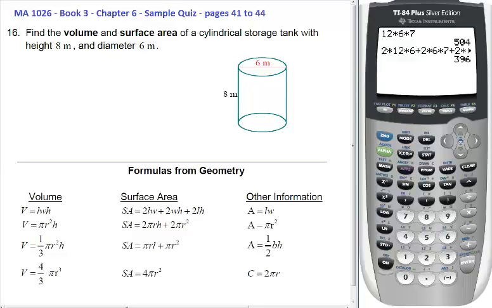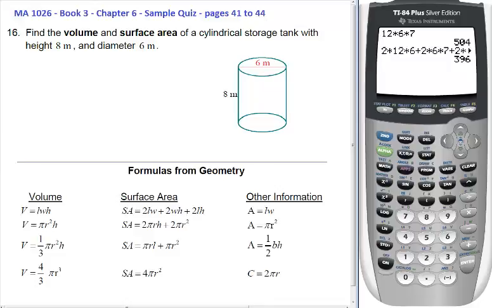Good day, students. Now we're going to look at the solution to number 16. This is your long answer questions from chapter 6 sample quiz in book 3. And it's asking us to find the volume and surface area of a cylindrical storage tank with a height of 8 meters and a diameter of 6 meters. Okay, so the diagram is drawn for you.